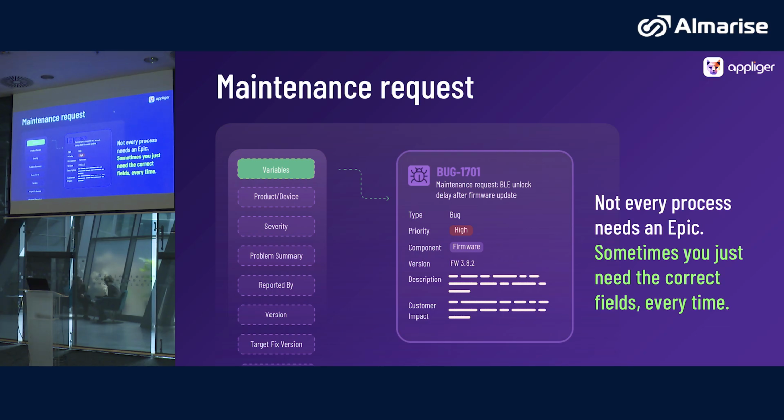So again, variables collect the proper information from the user at the start. He doesn't need to stare at an empty screen. He can simply follow the questions and provide proper information before this ticket is created. So that means templates are useful not only for complex processes, but high volume tickets also could be automated to keep them consistent. And sometimes you just need the correct fields every time.